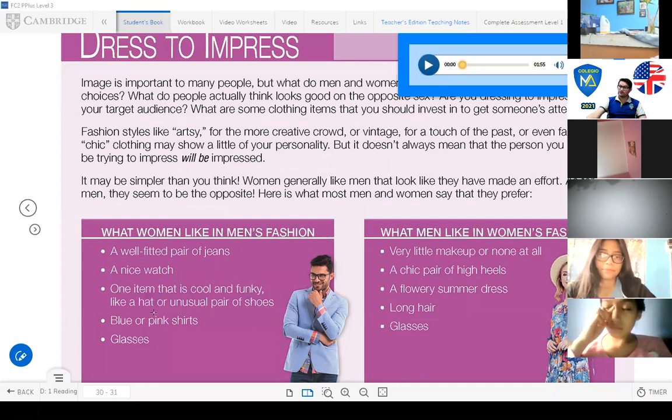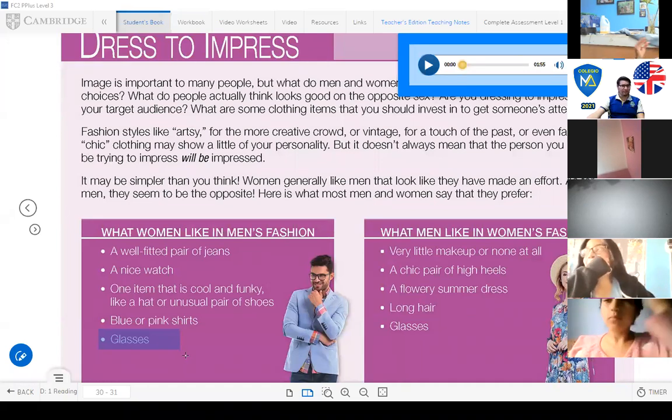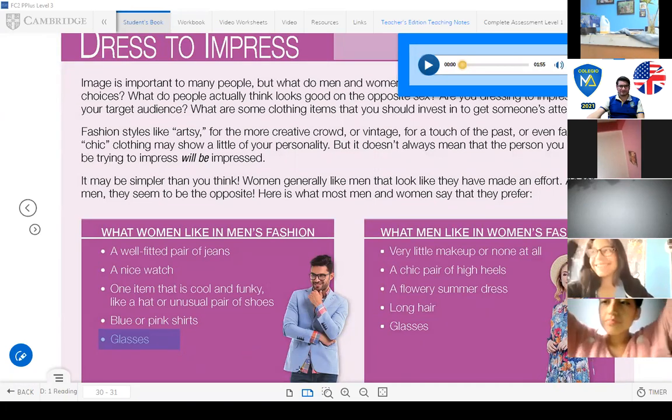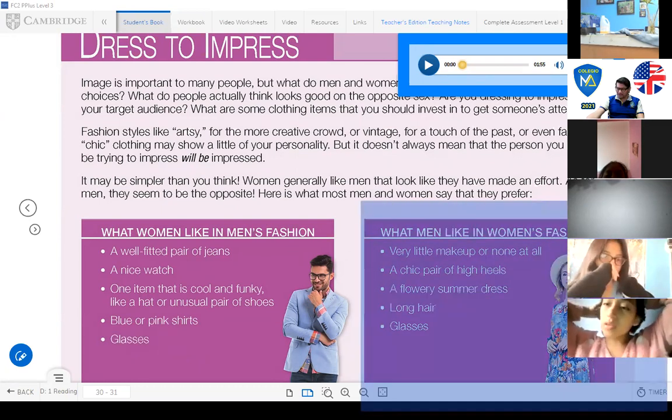Now there says another thing, blue or pink shirts. Que lleven un shirt que sea de color blue o que sea de color pink. Yes? Okay, yeah. Or maybe this is glasses. Is that true? The girls like people who wear glasses? Yes? Okay.